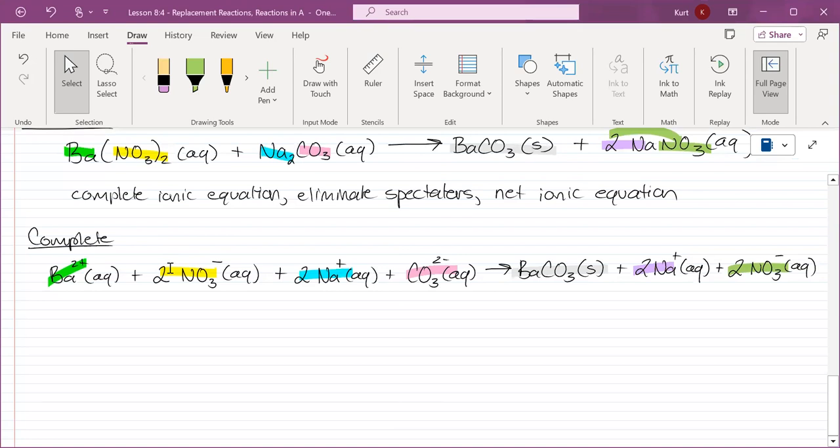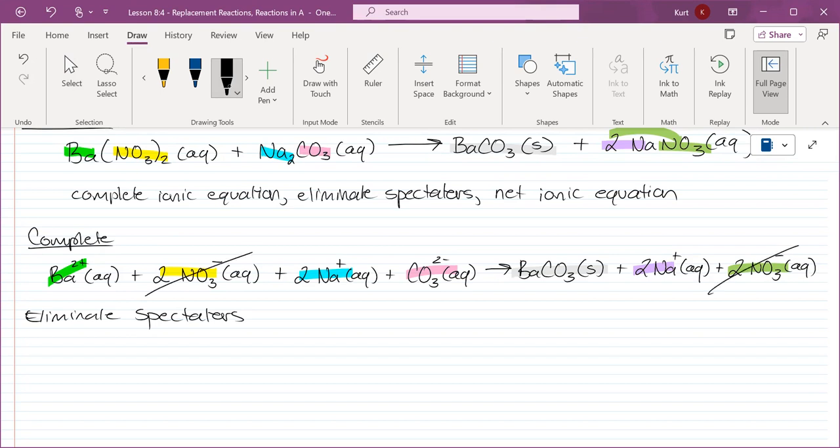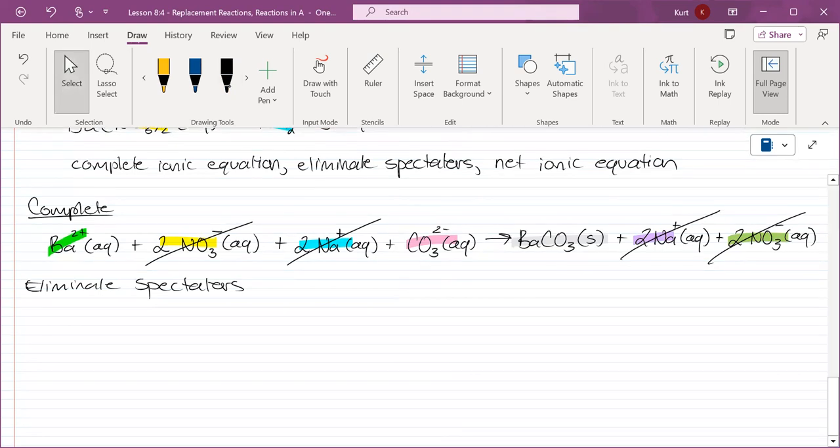So here I have my net ionic equation. We just went over it. What we're now going to do is we're going to eliminate the spectators. Do you see aqueous barium on the product side? Leave it alone. Do you see 2 ions of aqueous nitrate on the product side? Eliminate it. Do you see 2 ions of aqueous sodium on the product side? Eliminate it. And do you see an aqueous carbonate on the product side? No, so leave it be.